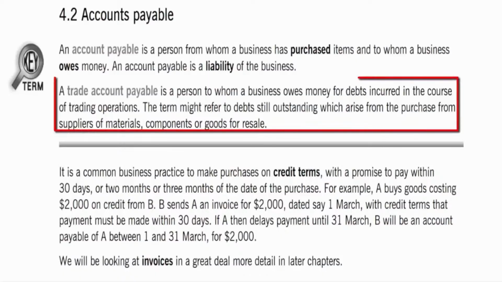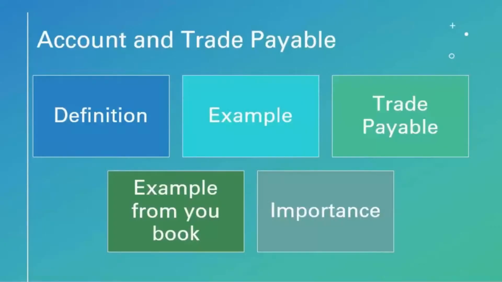Let's talk about trade accounts payable. Now here's a term you'll hear often in accounting, trade accounts payable. It sounds fancy, but it's just a specific type of account payable. These are debts that arise directly from the business's trading activities, basically the things you buy to keep your business running. Let me give you a few examples of what might fall under trade accounts payable.